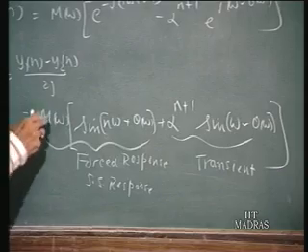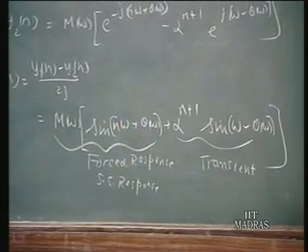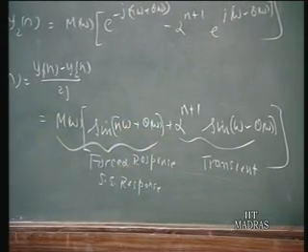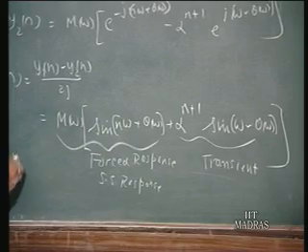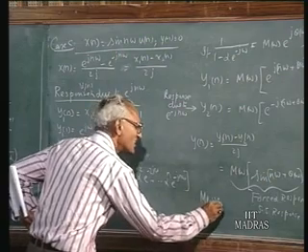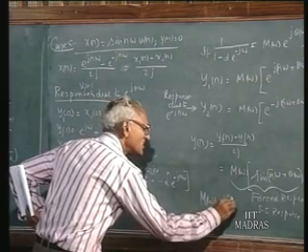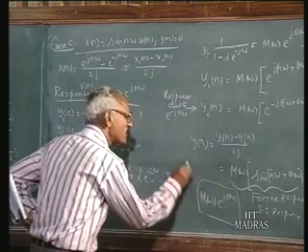So, you have the forced response and transient response coming together. M(ω) times this is the transient response, and M(ω) times this is the forced response. So, you have M(ω) e^{jθ(ω)}, which is the frequency response function.